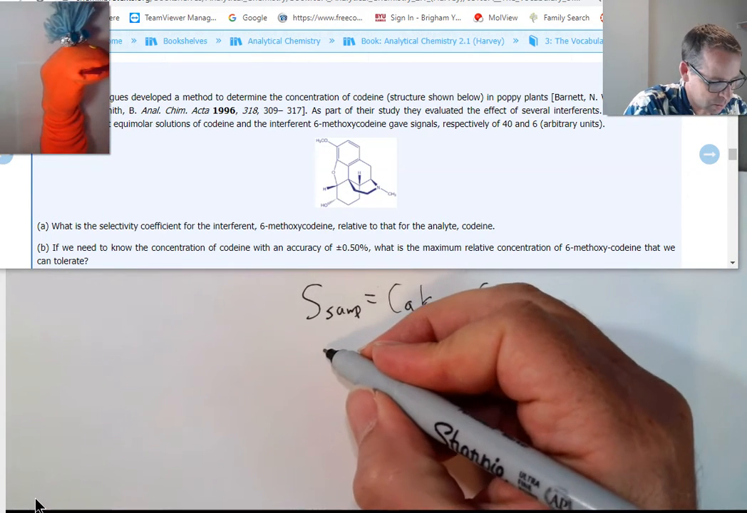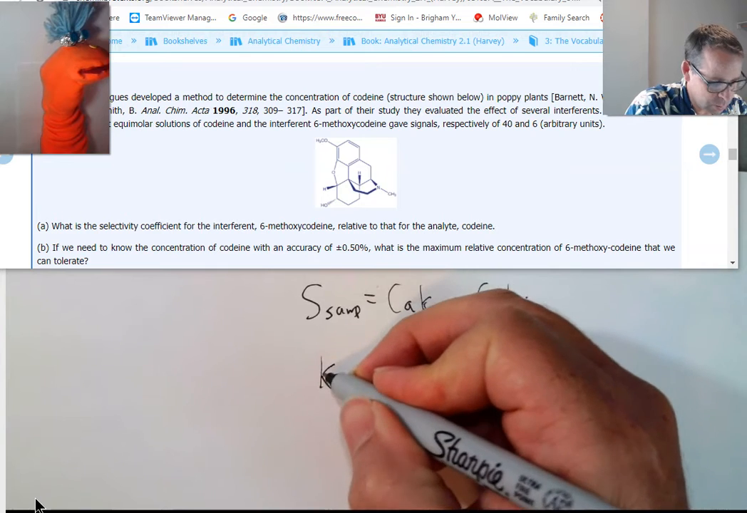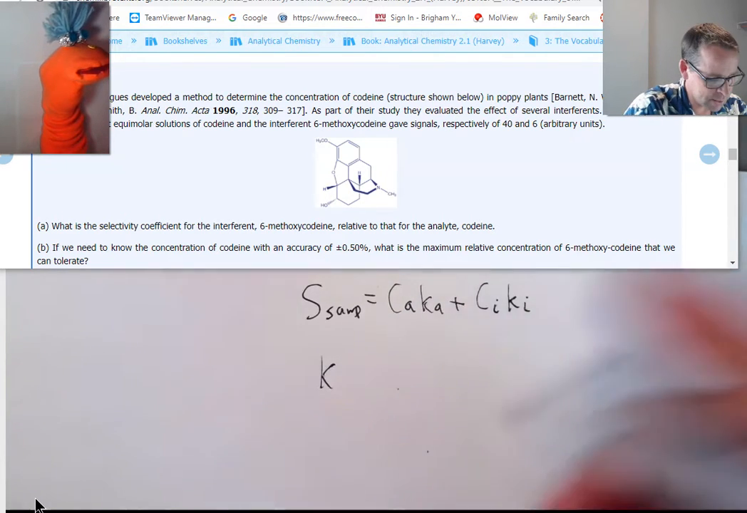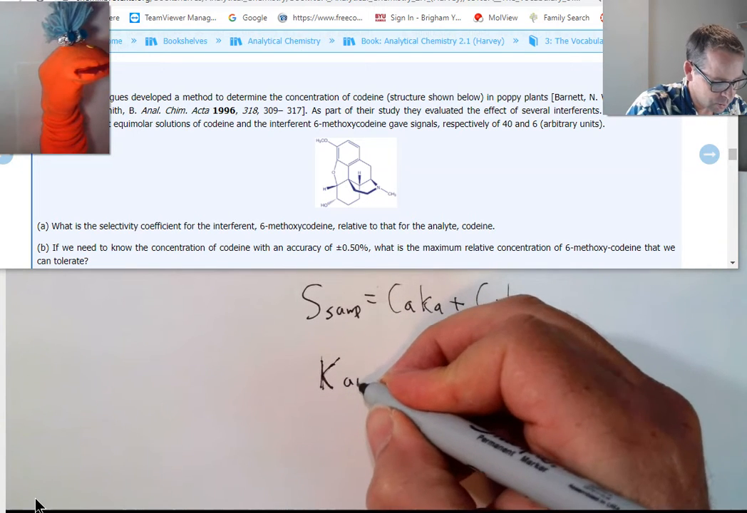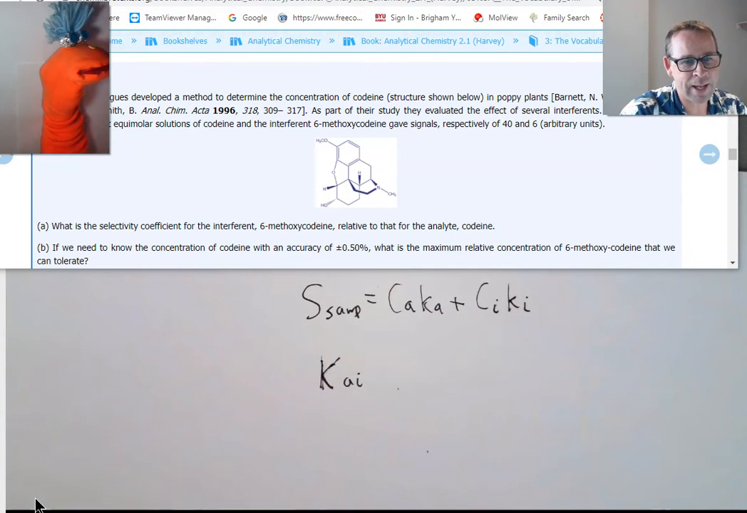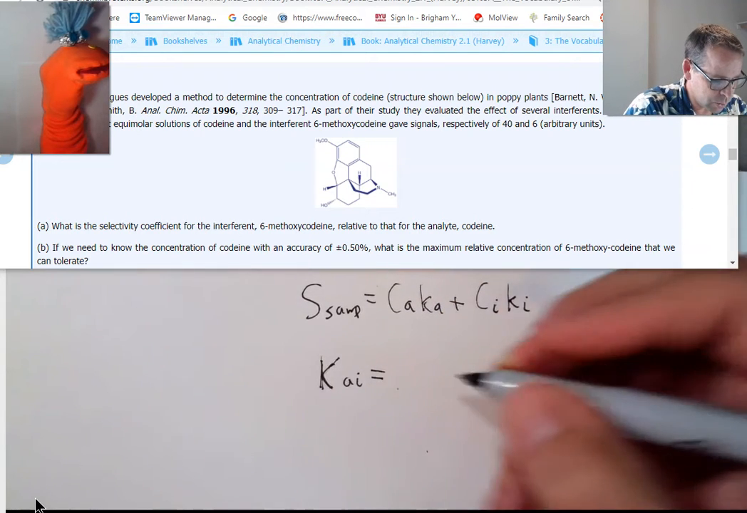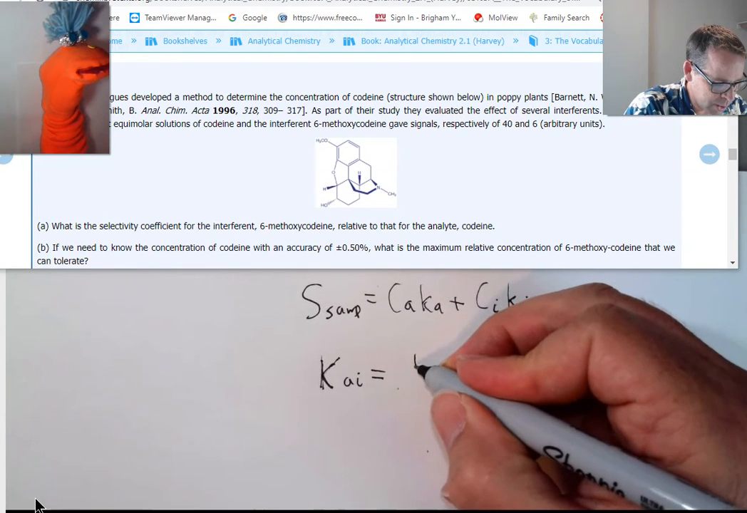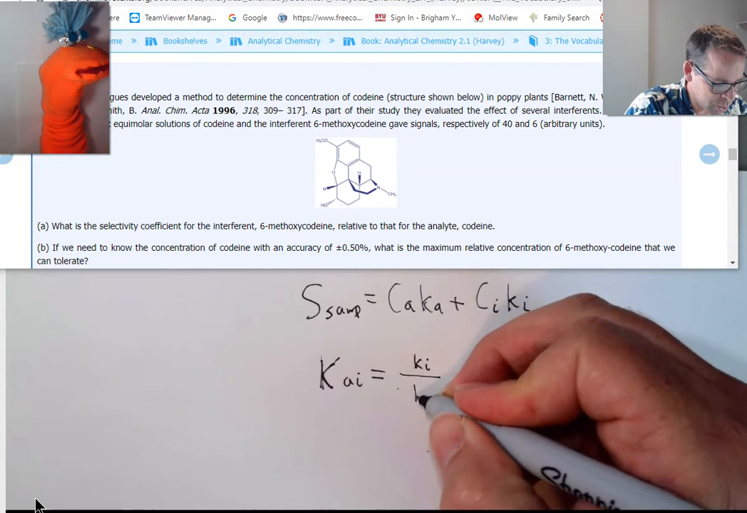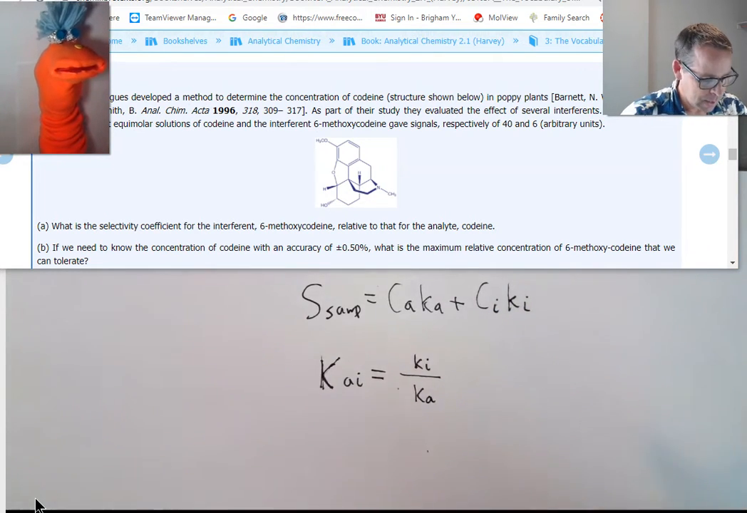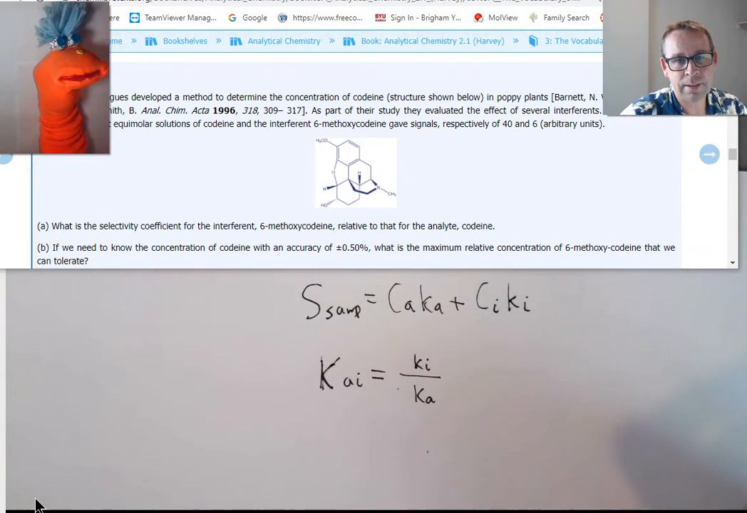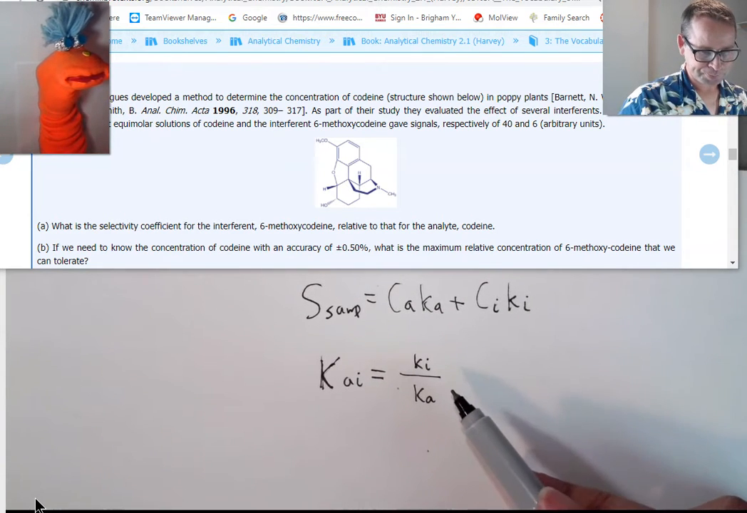So our selectivity constant, the big K here, which is symbolized K_AI, is equal to the proportionality constant for the interferent over the proportionality constant for the analyte. Okay? And this ratio tells us how good the selectivity of our given method is for our analyte.